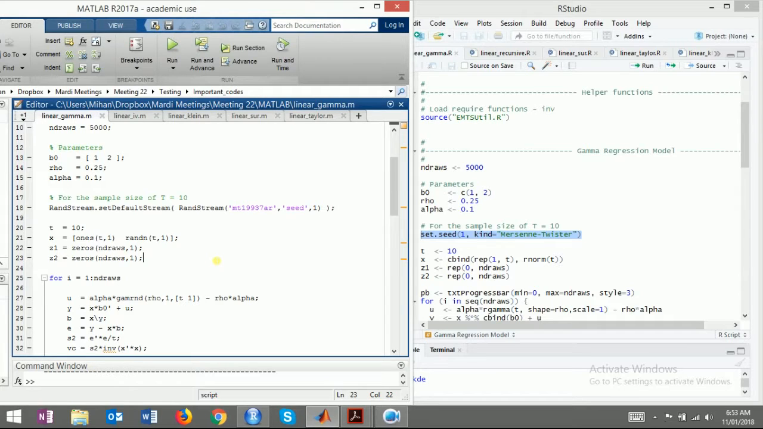Z1 and Z2, we need to calculate two, Z1 and Z2, zeros, n rows 1, zeros, number of replications by n rows 5000, zeros, n rows 1. We'll see why two Zs are required.